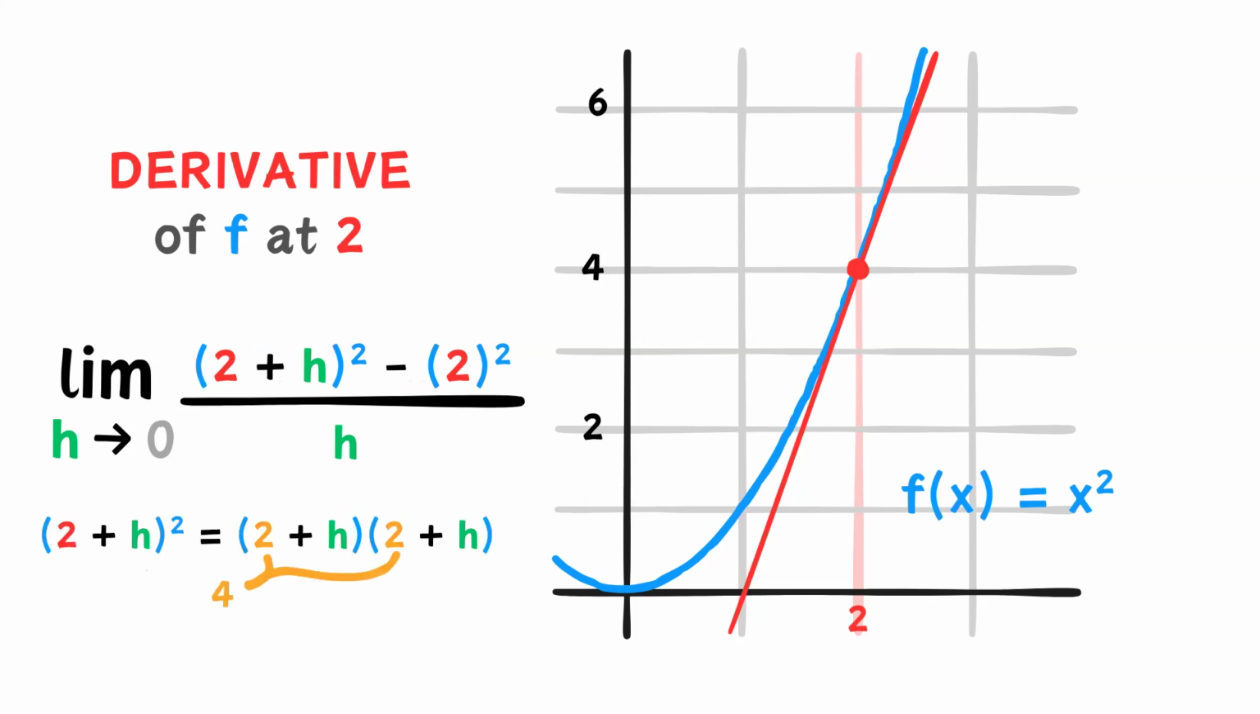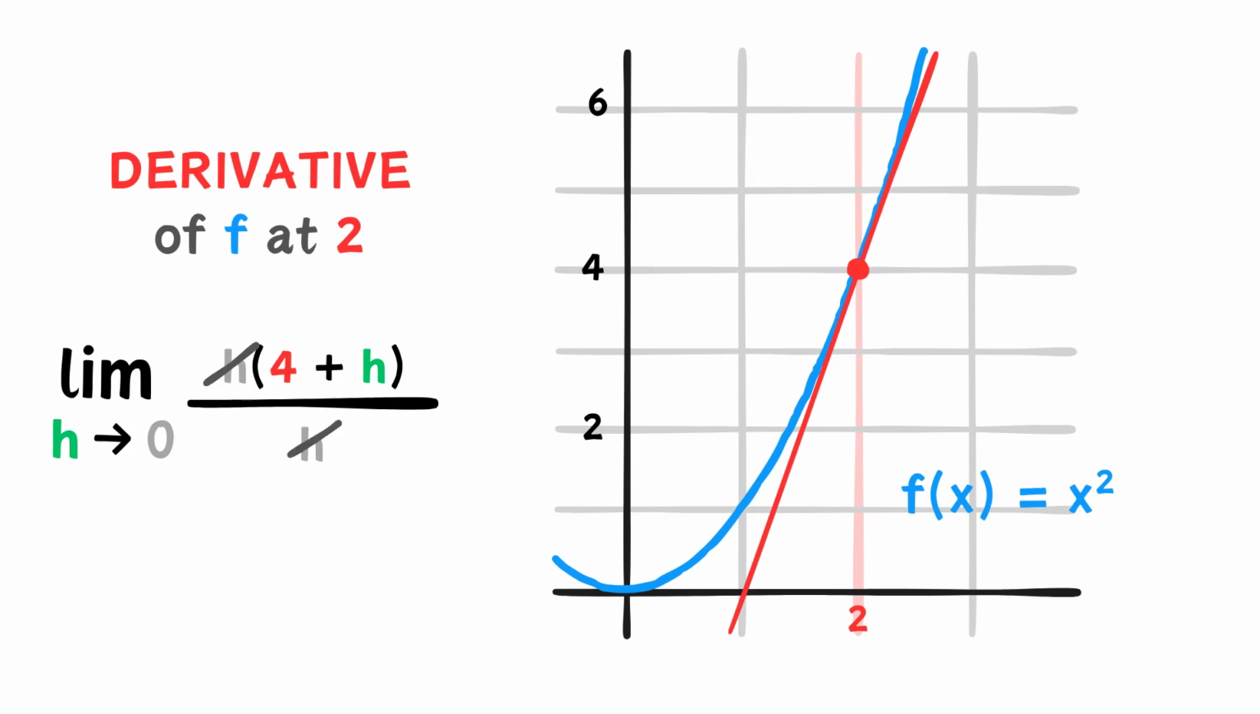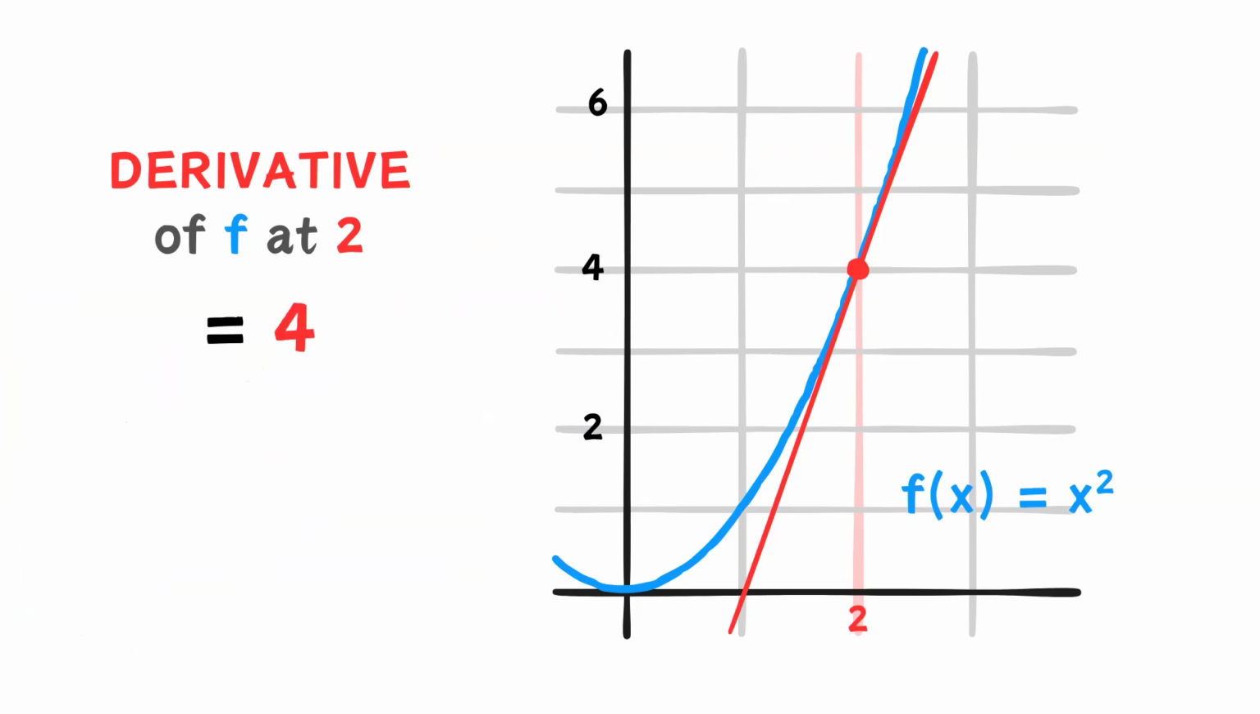What is 2 plus h squared? It's 4 plus 4h plus h squared. Now, 2 squared is 4 also. 4 minus 4 is 0, so we can get that out of the way. Now we have 4h plus h squared over h. And what can we do here? Well, if we factor out the h in the numerator, now we get h times 4 plus h. Now, the h's in the numerator and in the denominator can cancel out, which leaves us with 4 plus h. Now, if we directly substitute in 0 for h, we get 4 plus 0, which is 4. And that matched our limit earlier, so it looks like we found the derivative here as well.